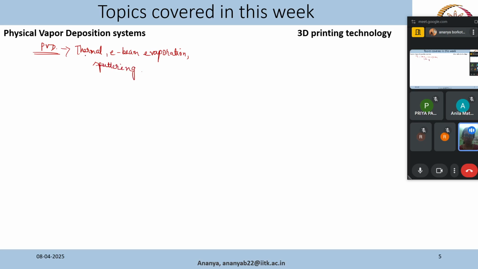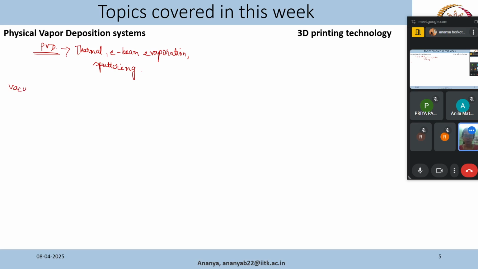We had discussed thermal and E-beam evaporation and sputtering in previous weeks. Okay, so I'll not go through it again. In any physical vapor deposition system, what are the components we mostly have? We will have some vacuum pump, because generally these are done at high vacuum or low pressure conditions.